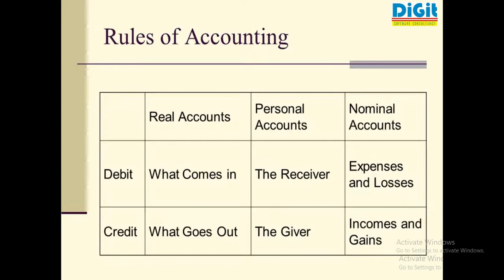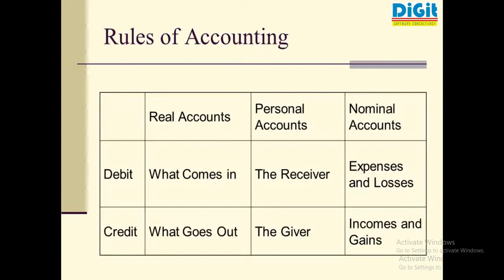Okay, so how will you memorize it? You see this is just a table, so I am telling you how to memorize. For real account, you memorize it as debit what comes in, credit what goes out. For personal account, you memorize it like debit the receiver, credit the giver. For nominal account, you memorize it like debit expenses and losses, and credit incomes and gains.